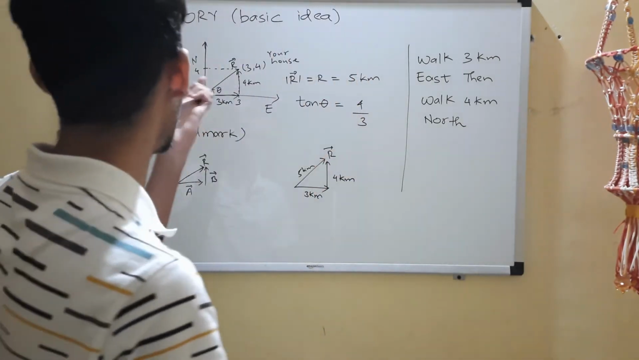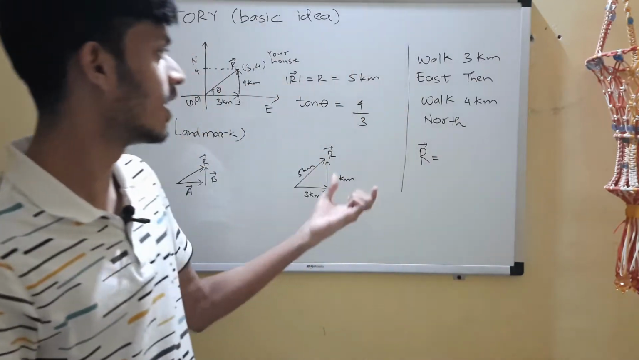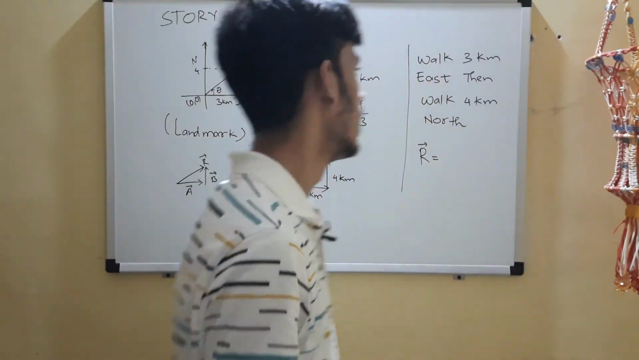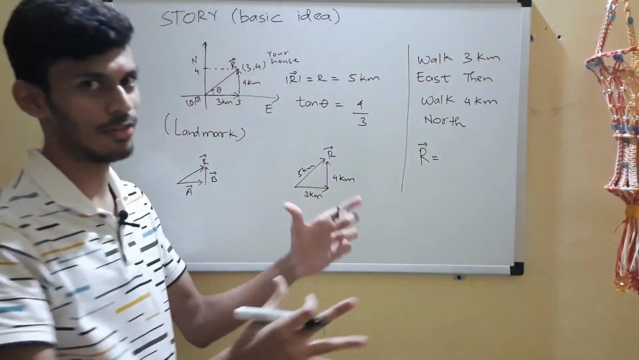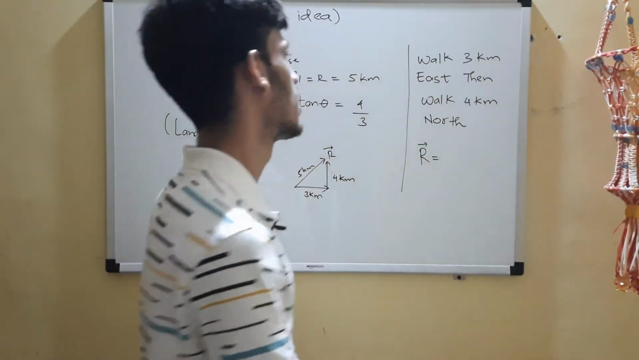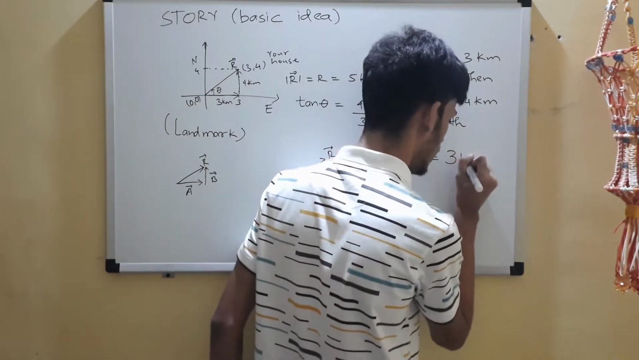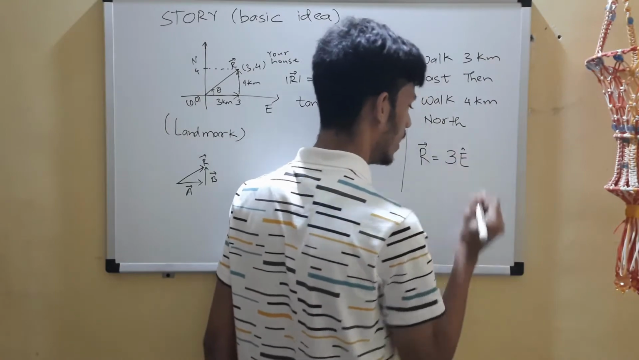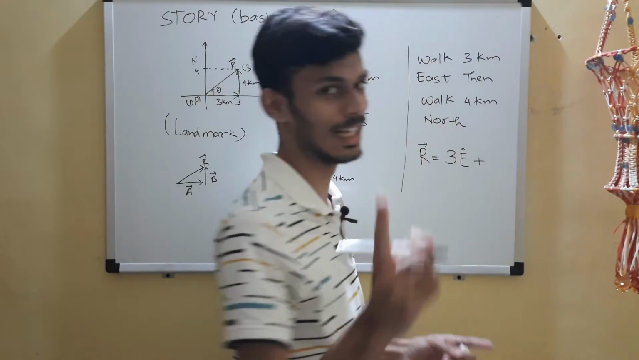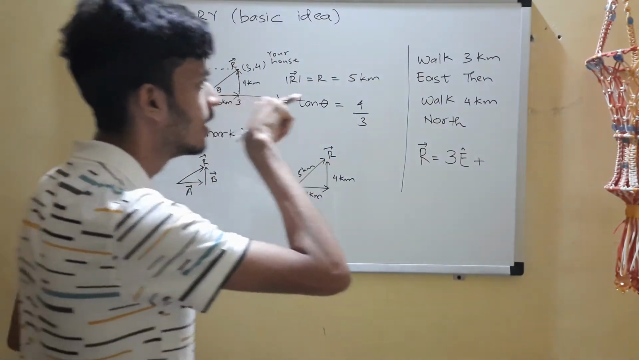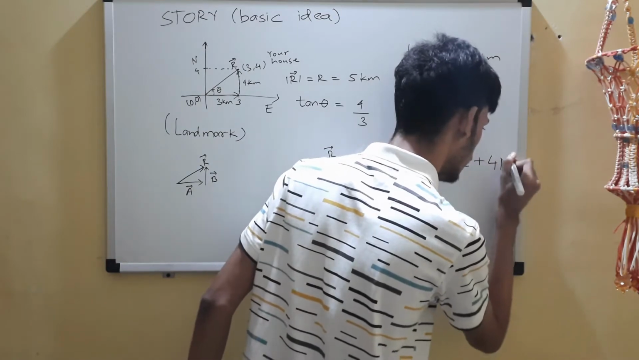Okay, so basically how can we write that R vector now? Now we will write it in the component form. So how can you write this in a vectorial, mathematical form, of course? So we'll say 3 kilometers in the east direction. So I'll use a letter E. I'll tell you what this E cap is. You can recollect it if you have seen all the lectures of the vector series. 3 kilometers east, 4 kilometers north.